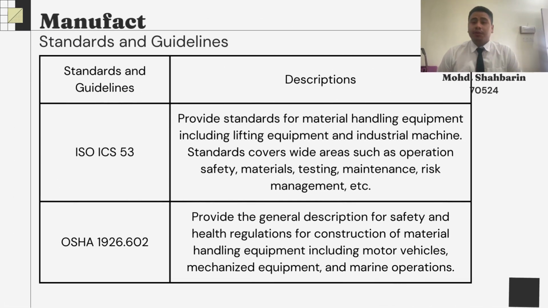For our manufacturing process, we comply to standards and guidelines involved in our manufacturing, which are the ISO ICS 53 and OSHA 1926-602. For the ISO, it provides standards for material handling equipment, including lifting equipment and industrial machine, and OSHA provides a description for health and safety regulation during material handling.